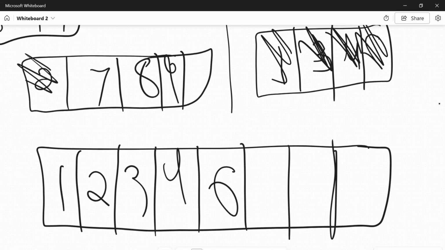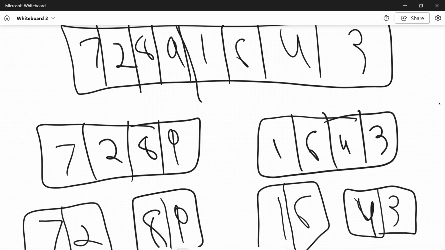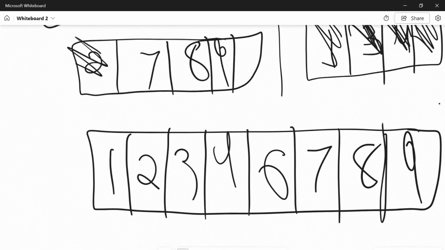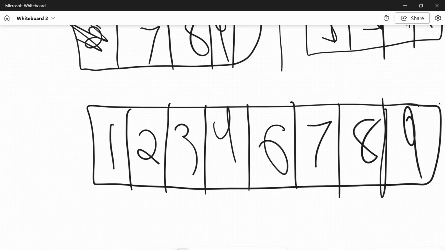And look at that. This is already sorted. We already know that it's sorted. So we can just put down 7, 8, 9, and hey, we got the list sorted. You know, from 7, 2, 8, 9, 1, 6, 4, 3, to 1, 2, 3, 4, 6, 7, 8, 9.